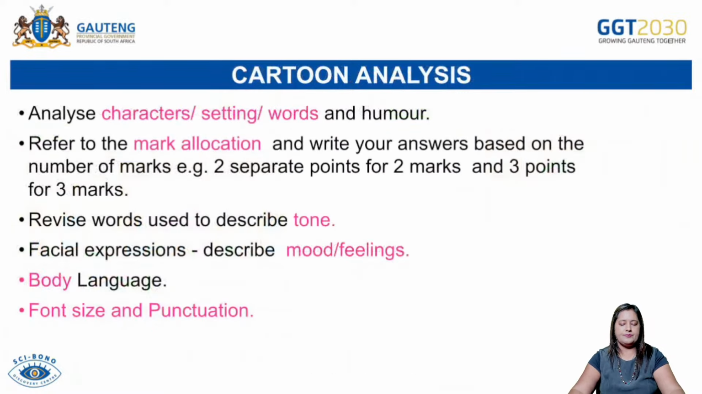Good. Then, what you need to do is to look at the characters within the frames. They are there for particular reasons. The setting, in other words, where these events are taking place, and the words that are there are usually used to create humor, right? Again, reference to the mark allocation. Remember, 2 marks versus 3 marks. We want more substantial answers with the 3-mark questions, okay?